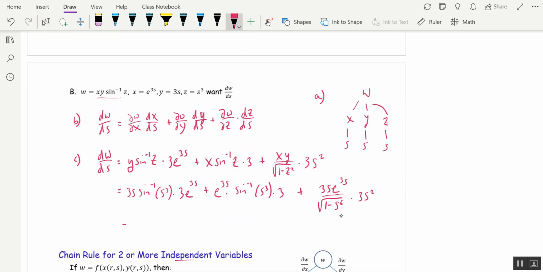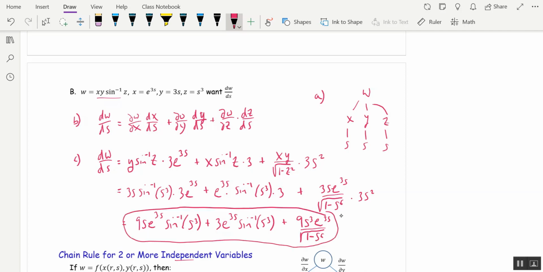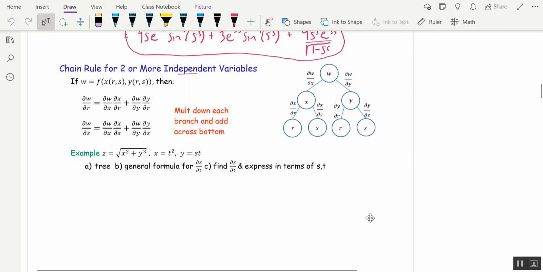Okay, all together now, that's 9s e to the 3s sine inverse of s cubed plus 3 e to the 3s sine inverse of s cubed plus 9s cubed e to the 3s over the square root of 1 minus s to the 6th.